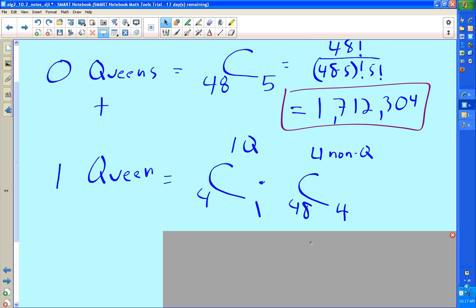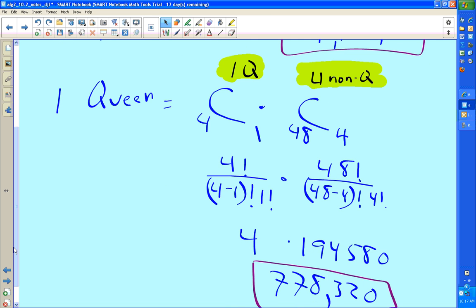This little notation that we have going here, I almost always do that because I need to keep my head straight with exactly what I'm looking for. Here I'm looking for 1 queen. So from the 4 queens, I'm choosing 1. And then what about my other 4 cards? Well, I want them to be not queens, so I choose them from the 48, taking 4 at a time. I want 4 of those, and I want 1 that's a queen, for a total of 5 cards.